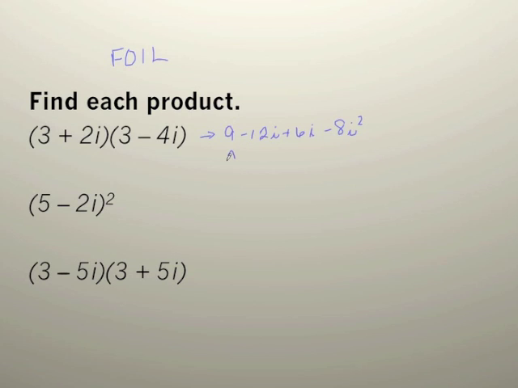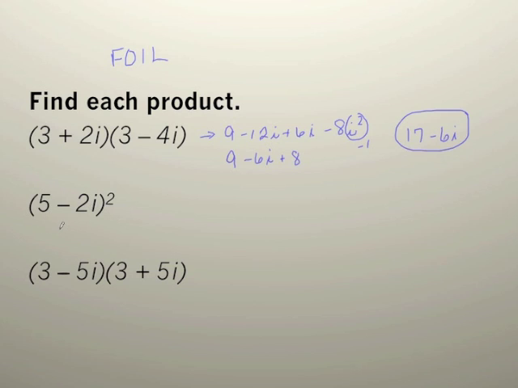Combining like terms, 9 minus 6i. And remember, this i squared is negative 1, so this will be plus 8. And my final answer will be 17 minus 6i. 9 plus 8 is 17.